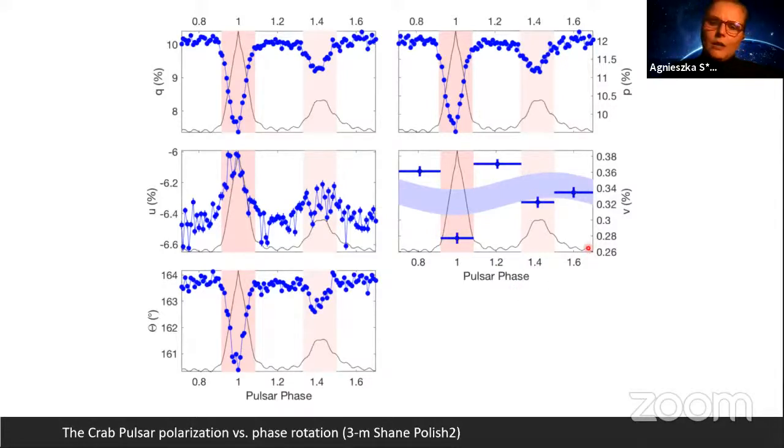However, due to COVID last year, we couldn't honestly observe more, and we are doing a careful reanalysis of all the data from Polish 2, including calibration data. So I'm sure that these plots will change soon.